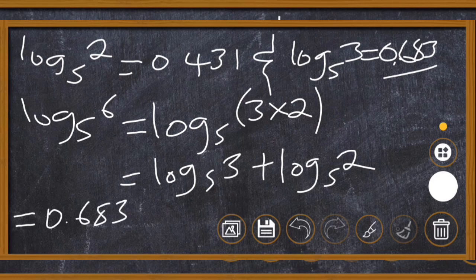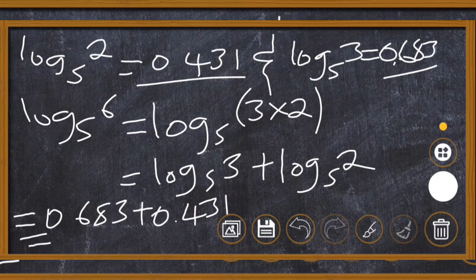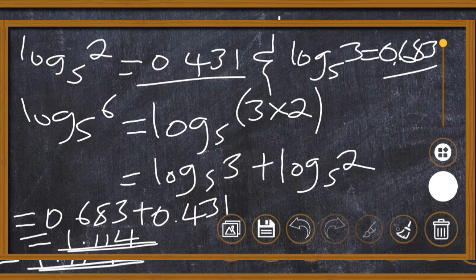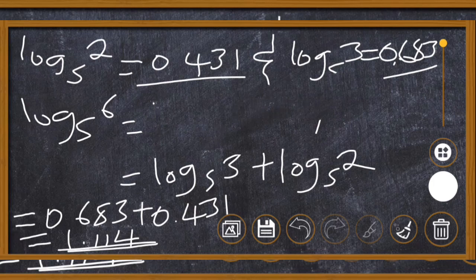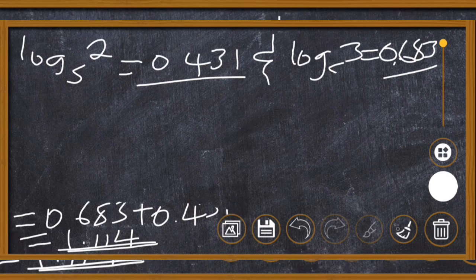0.683, and then let's add log of 2, which has been given as 0.431. So when we add these two values, we are going to have 1.114. So this is the answer. When you have been given such logs, you simply have to simplify the given expression in a simplified way, and then you replace with the logs that you have been given.